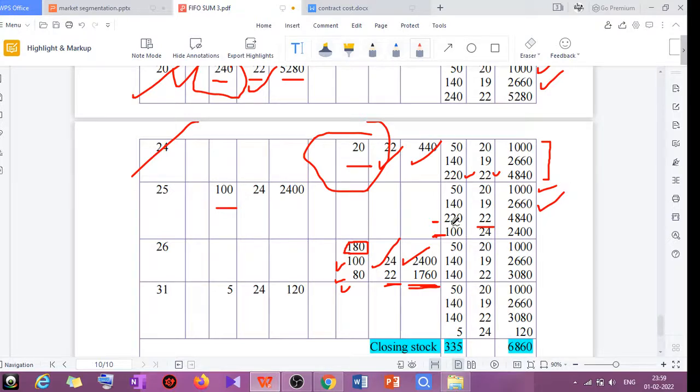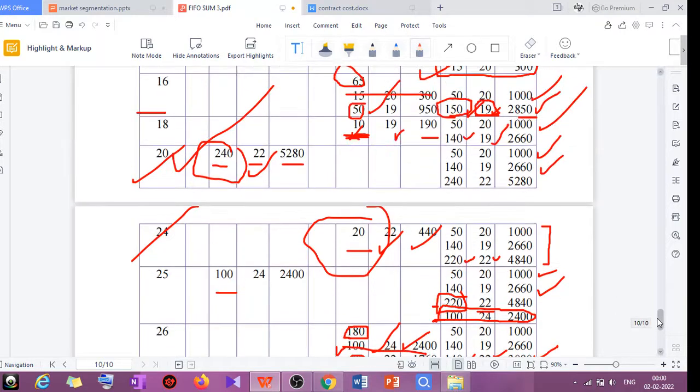What about 220? Out of 220, how much we have issued here? You can see here, rate also you check here. Out of 220, 80 is issued. So how much remained? Remained is 140. So rate is 22, it will be 3080. Got it? What about the last lot? Whether it is remained. It is not remained, it is already issued. Got it? Okay, I hope it is clear to you till here.